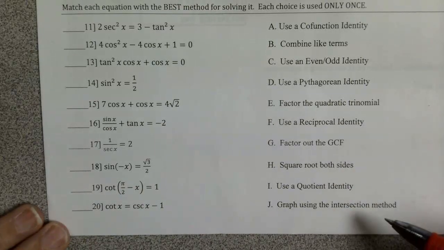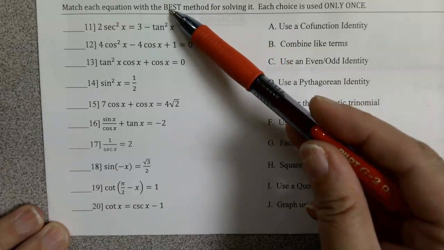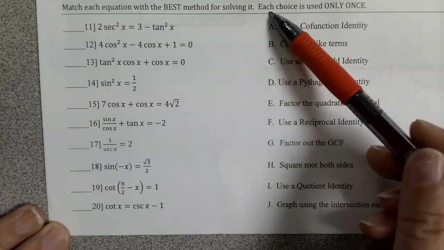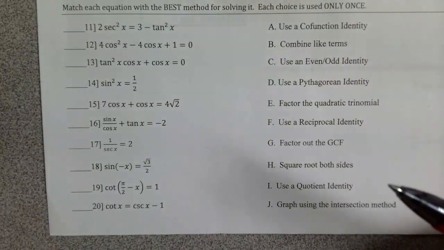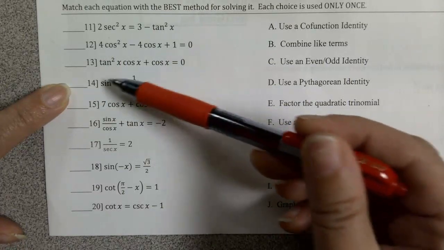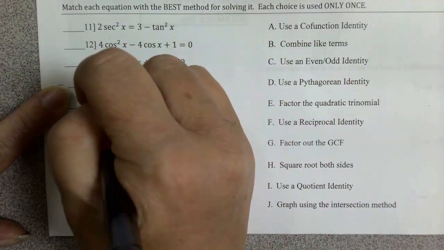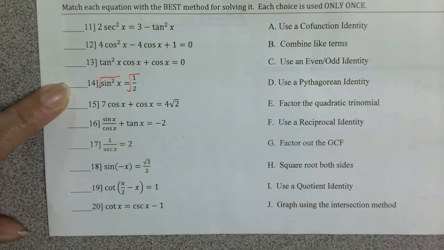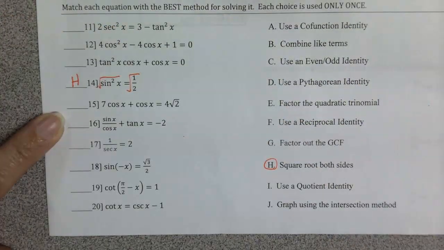Okay, in 11 through 20, we're asked to match each equation with the best method for solving it, given that each choice is only used one time. So if we look at number 14, that one looks pretty basic. Sine squared x equals 1/2. To undo a square, we would square root both sides, and that would be option H.